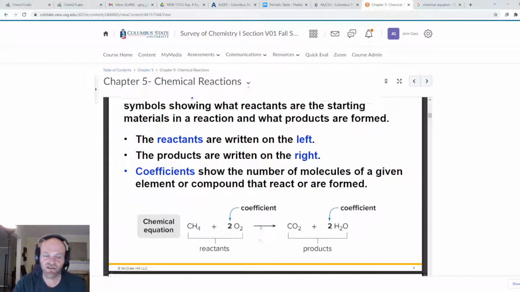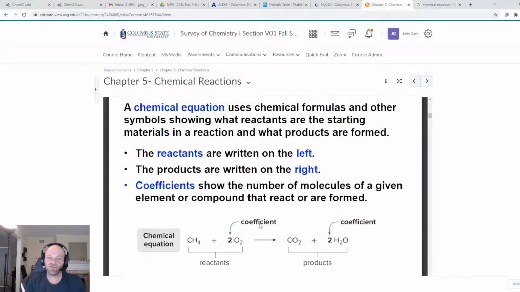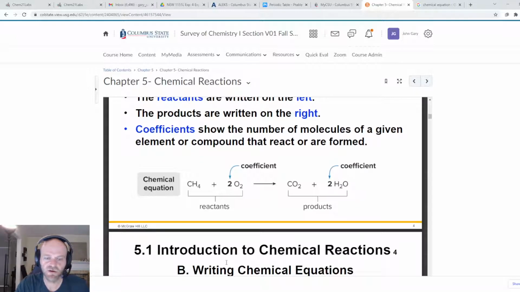Okay? And I'll break down each individual portion of this, but I just want to introduce it. The reactants are on the left, products on the right. The coefficients are those numbers in front of the molecule that I mentioned. Okay, so the 2 in front of O2 is a coefficient. This little 2 behind it is a subscript.